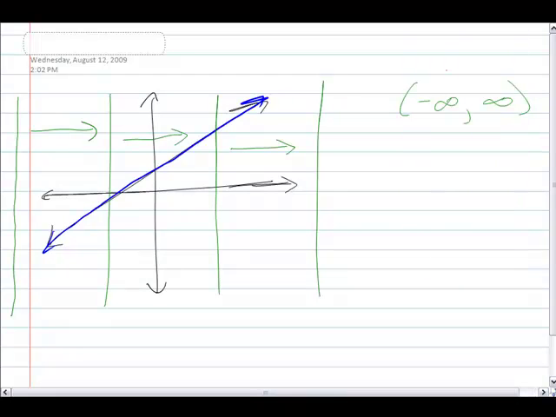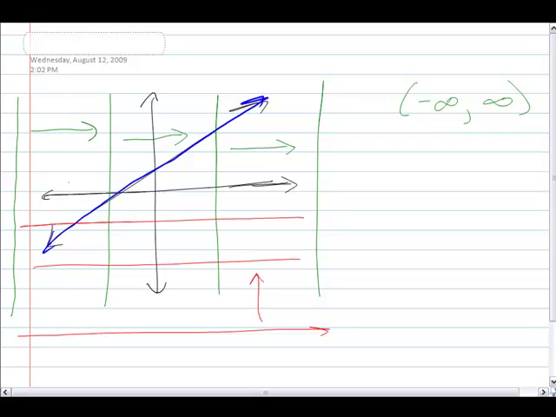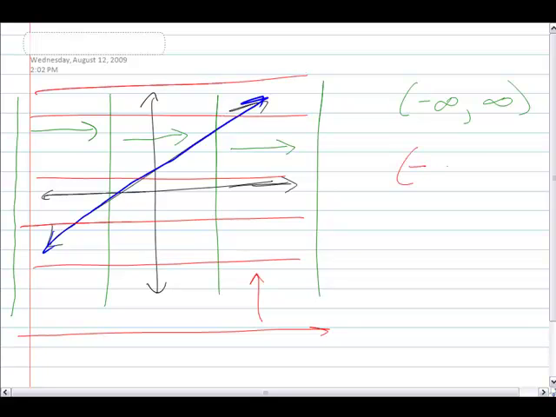And then for the range, instead of vertical lines, I'm going to go to negative infinity with the horizontal line. Am I going to hit the blue line? The answer is yes, because that blue line goes down forever. Now, as I work my horizontal line up, am I still hitting the blue line everywhere? The answer is yes, I am. So the range is from negative infinity to infinity.